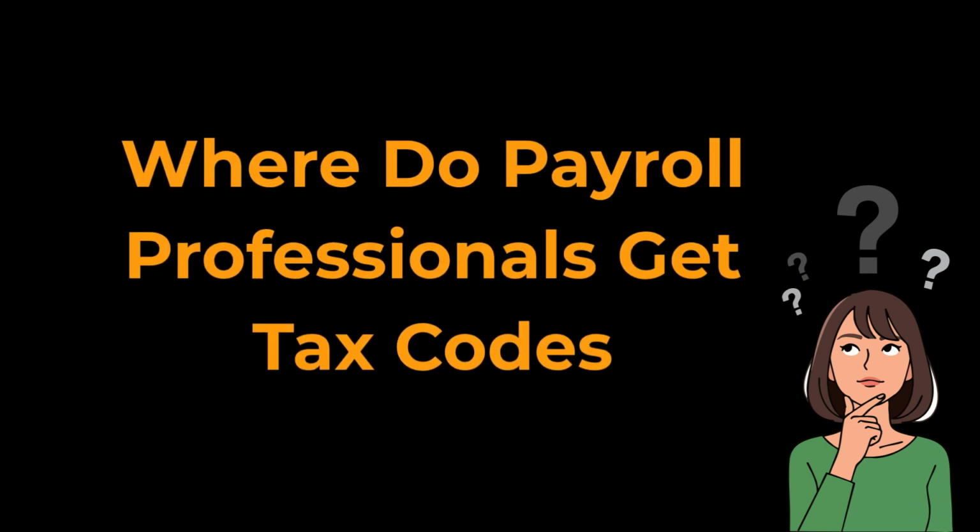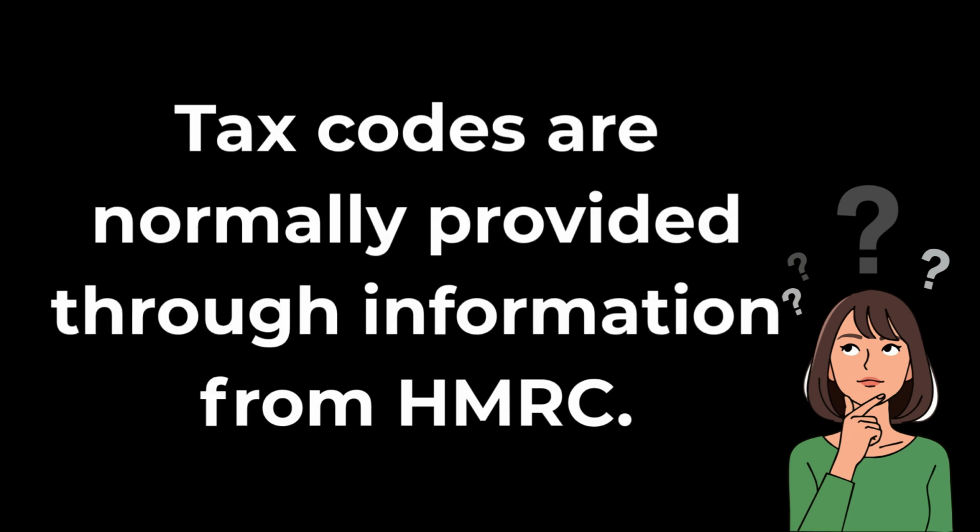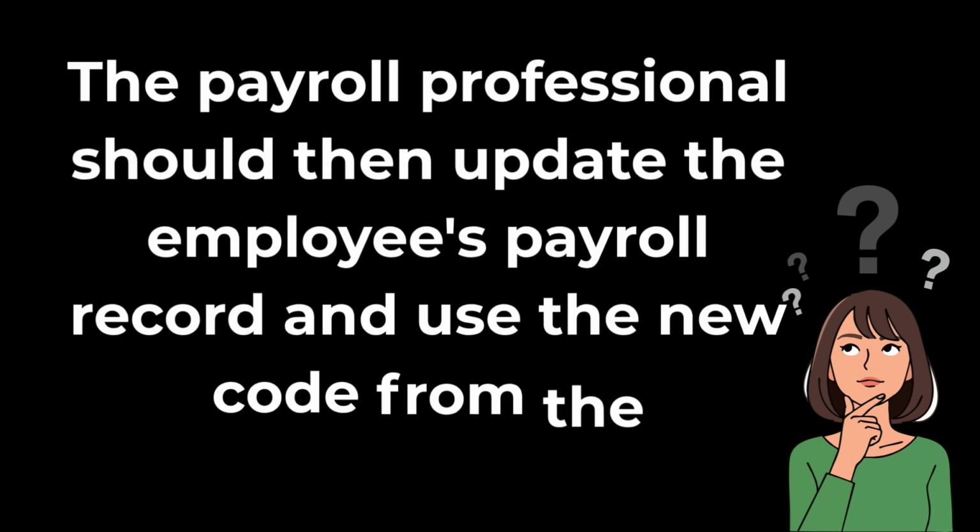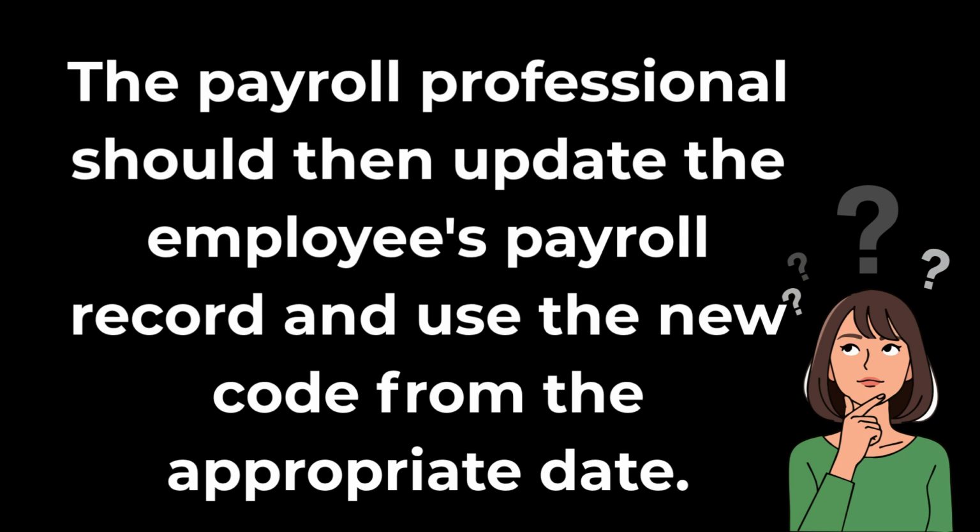A payroll professional shouldn't simply guess an employee's tax code. Tax codes are normally provided through information from HMRC. So employers may receive tax code notices electronically through HMRC systems. The payroll professional should then update the employee's payroll record and use the new code from the appropriate date. This is extremely important. Using the wrong tax code can result in an employee paying too much or too little income tax.